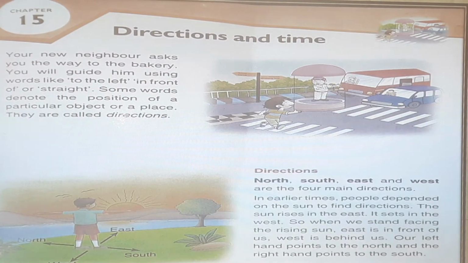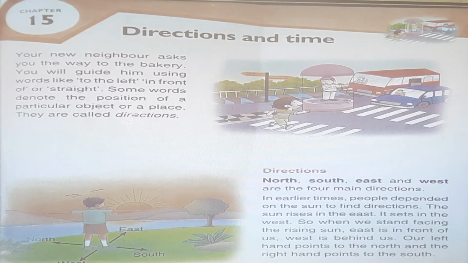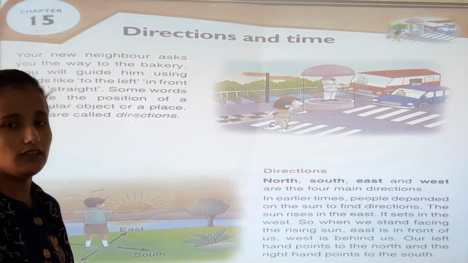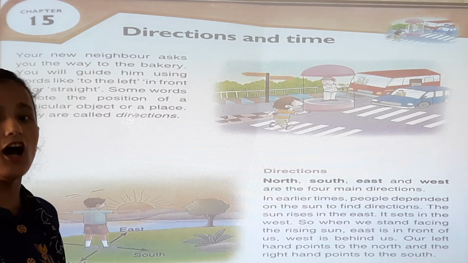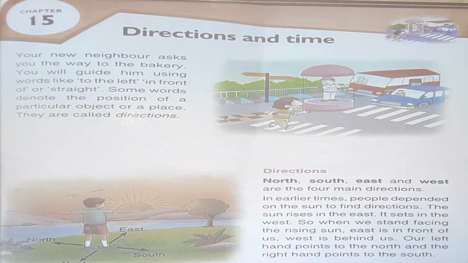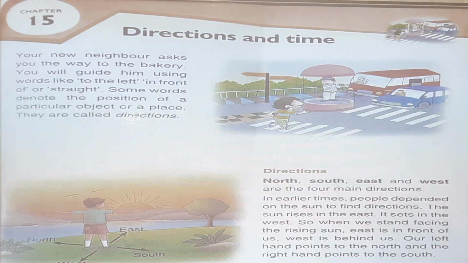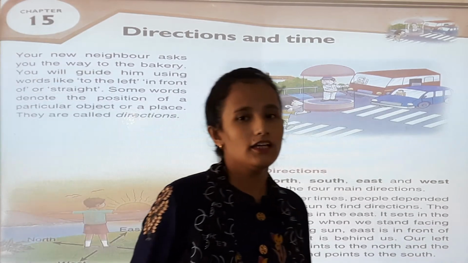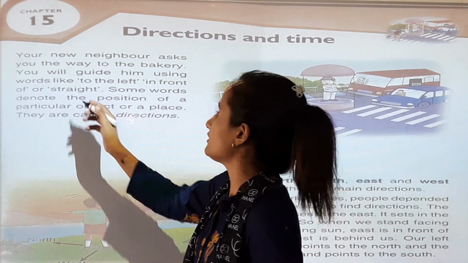Now, your new neighbors ask you the way to the bakery. They don't know where the way is. So how will you guide them? You will guide them using words like to the left, in front of, or straight. Some words denote the position of a particular object or place. They are called directions. So you have to go left or you have to go right. These are the words you can use to direct them.